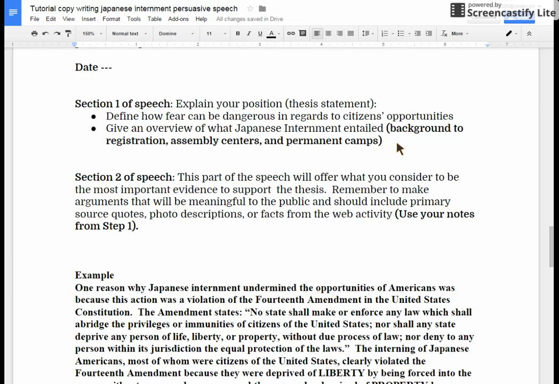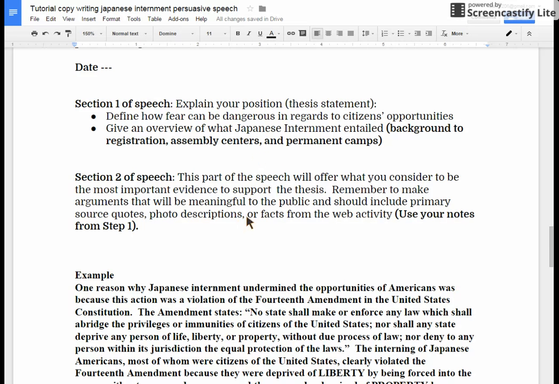Now, that may not seem like a lot, but those 3 to 4 sentences need to be packed with facts from the information that you gained from the web activity. So make sure you do that. Explain what the registration was like. Talk about the assembly centers. Give detail to what the permanent camps entailed. Talk about the dates that it occurred. Where were the camps located? Talk about why FDR did it. Those are the things you should include in your overview.